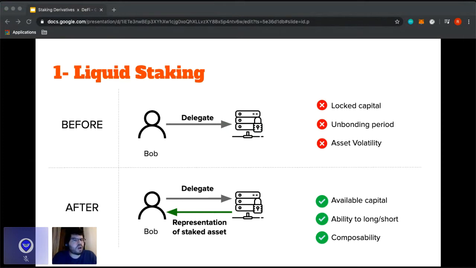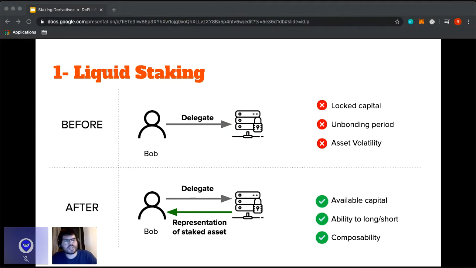The problem this has is that Bob ends up with locked up capital. He has an unbonding period that depends mainly on the type of protocol he's using, and the underlying asset has a certain volatility. For example, he can start staking at a certain time when the asset has a price of $3. One month later, it can be $5. Three months later, it can be $1. So there is a lot of volatility, and for him to remove the asset from staking and sell it when there is a price movement that he's not happy with, it will take him a lot of time, and it's not something that he will be able to do directly.